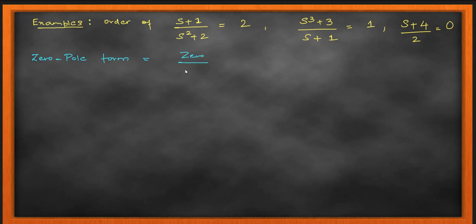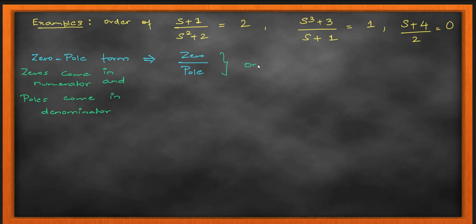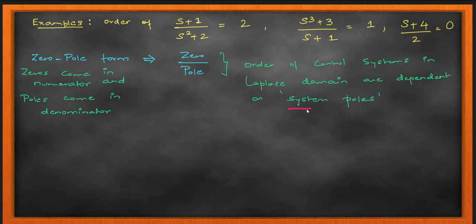Now, why this order? Where do you get this order from? So we have not yet started on the zero pole analysis, which is very important, very crucial for your control system behavior or time response. So I'll just tell briefly that if you have a pole zero form for your control system, your zeros are coming in the numerator and the poles are placed in the denominator. So the order of the control system in Laplace domain is only dependent on the system poles. That is a very important thing to know, and that is why your order is given by the highest power in your denominator.